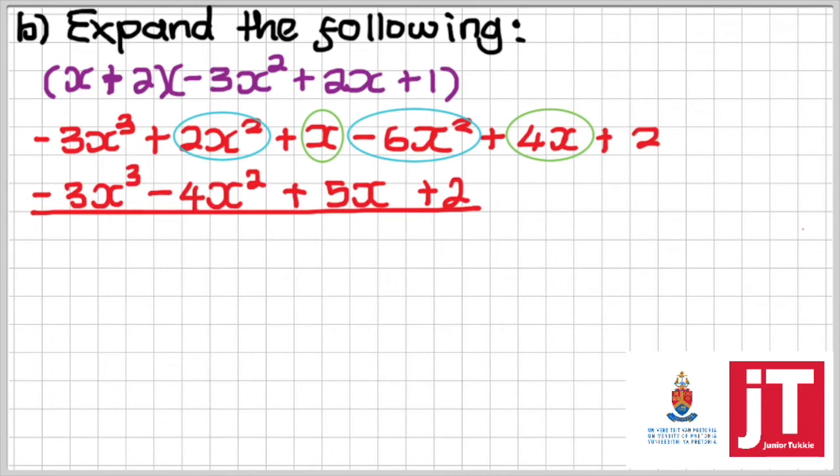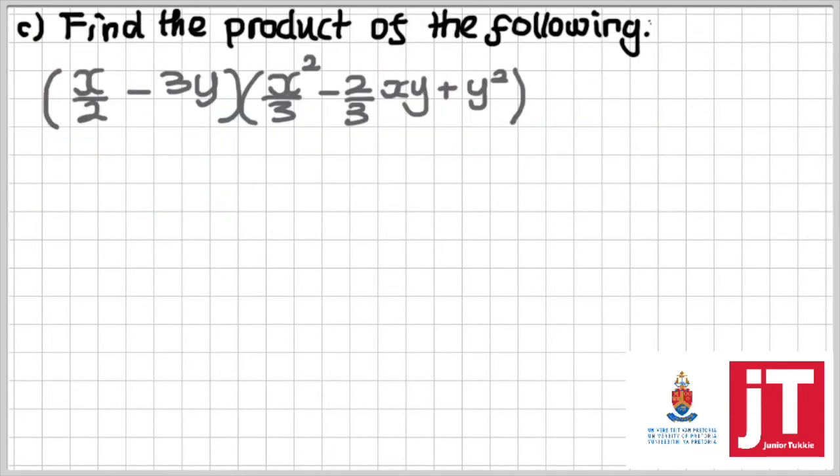So we move on to the next one. They say find the product of the following. You're having a binomial multiplying a trinomial. You're also having multiple variables. In other words, you're having x and y. But also you're having fractions, but the approach is the same.